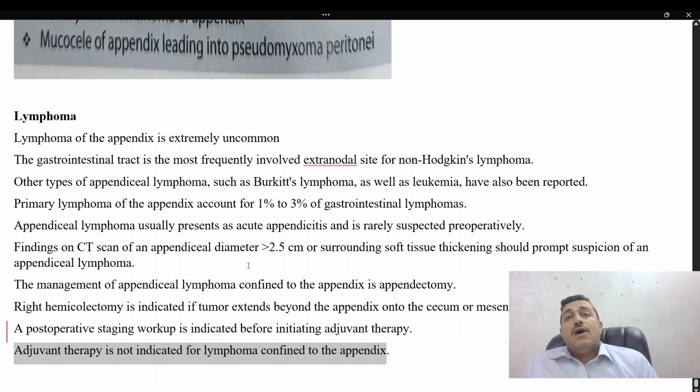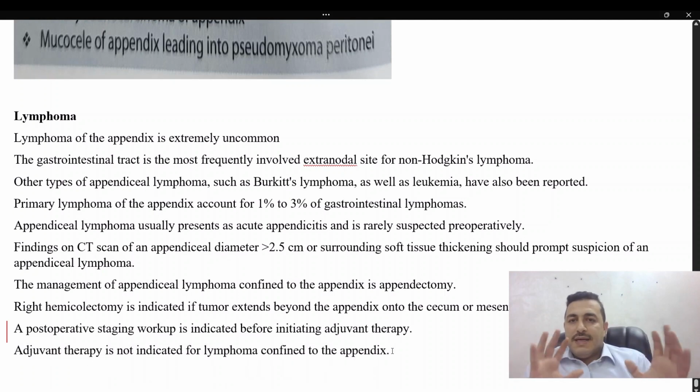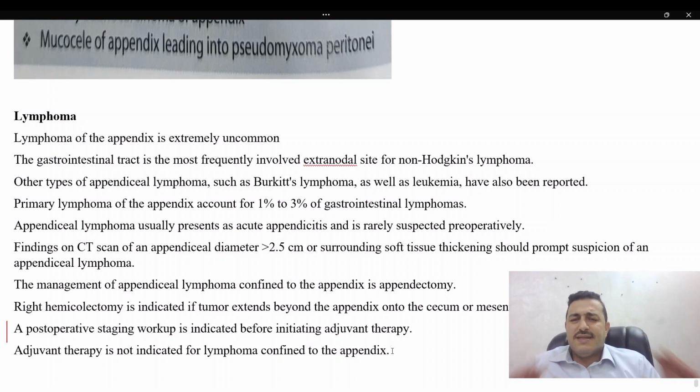So this is all about the tumor of the appendix. I hope I delivered it in a good, nice way. I know that in some places it looks unclear. I tried to make it clear. Thank you.